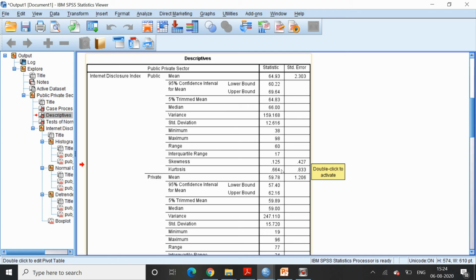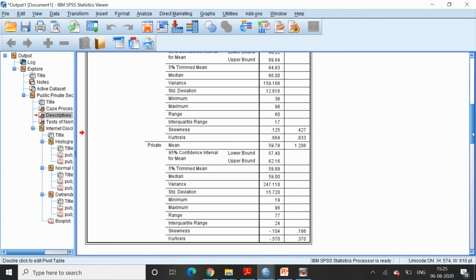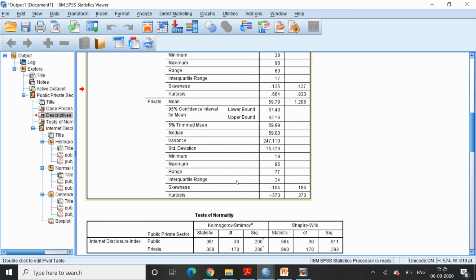Similarly, we can calculate the z value for the kurtosis. The numerator will be 0.664 divided by 0.833. It comes out to be 0.797, which is again less than the 1.96 z-score value. So the public sector companies' internet disclosure score looks like a normal distribution. Similarly, we need to check it for the private sector.